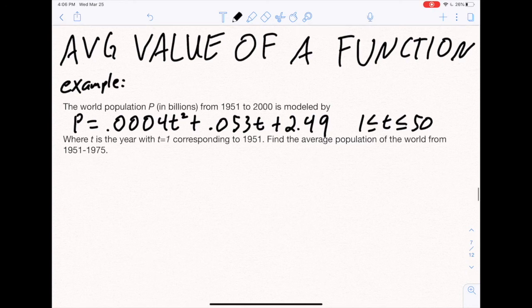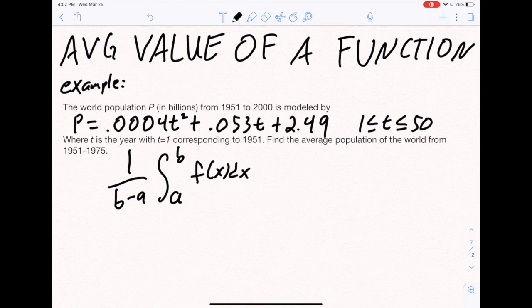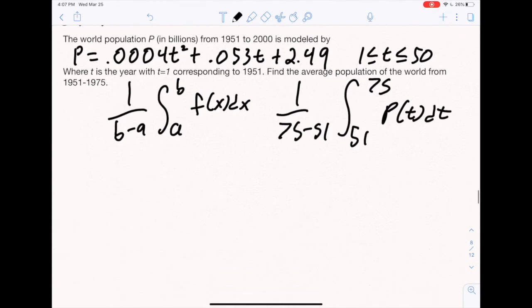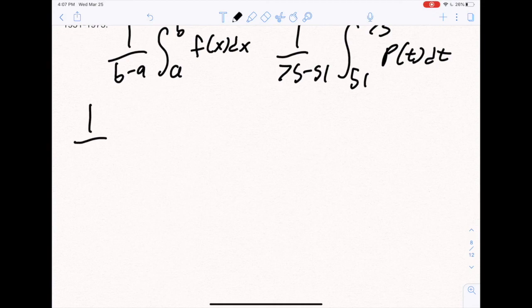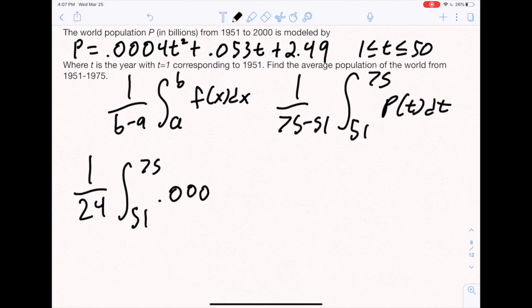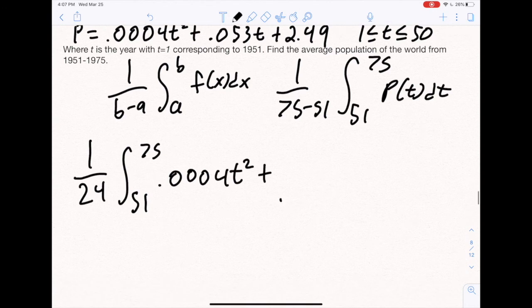As you recall, to find the average value of a function, you take 1 over b minus a times the integral from a to b of f of x dx. And so in this case, we end up with 1 over 75 minus 51 times the integral from 51 to 75 of p of t dt. And so let's go ahead and write that out in more detail here. That's 1 over 24 times the integral from 51 to 75 of p of t. Remember, p is 0.0004 t squared plus 0.053 t plus 2.49.